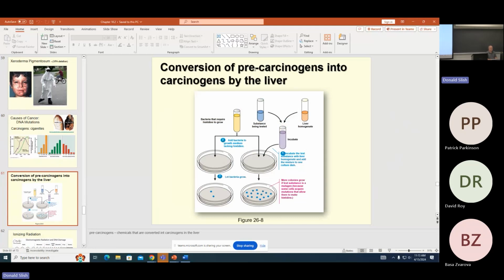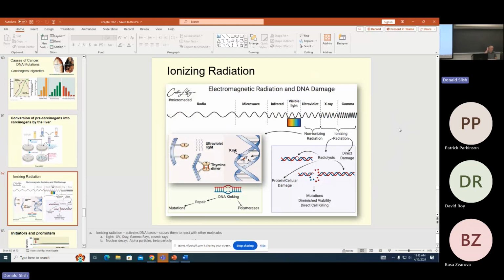So there are a lot of carcinogens in cigarettes, but also the liver can convert some things into carcinogens. So they would be considered pre-carcinogens until your liver converts them. Ionizing radiation is another source of mutations. Ultraviolet is non-ionizing, but it causes thymine dimers. X-rays and gamma rays are much more dangerous, which is why space travel is dangerous, right? The astronauts are not protected from the background gamma radiation the way our atmosphere protects us. Thank you, atmosphere.